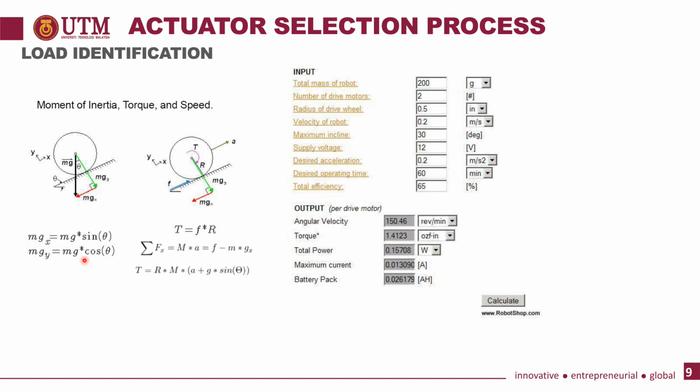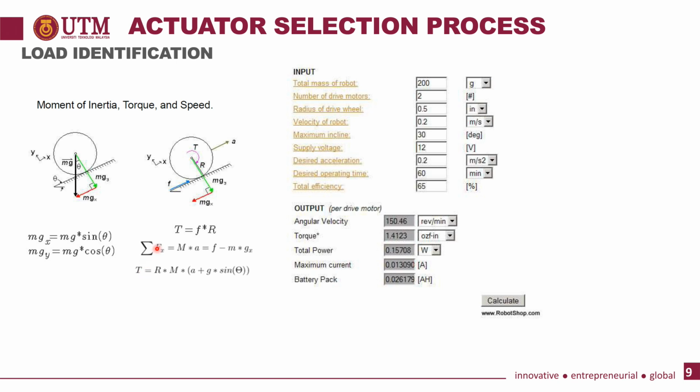Then you have this equation, mg sine theta and mg cos theta for the x and y axis, and from there you will have the torque here. Torque equals the force multiplied by the radius of the wheel. You get the summation of the force in the x-axis because the motor is moving in this x-axis. From there you can calculate the torque of your system. The torque is actually the work that needs to be done.